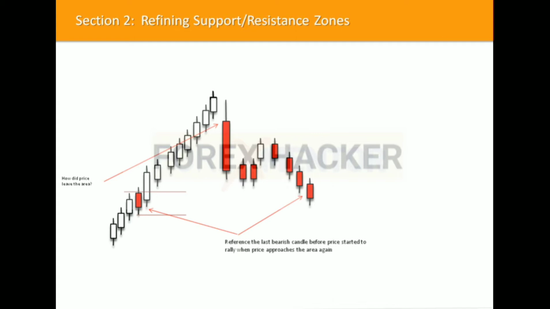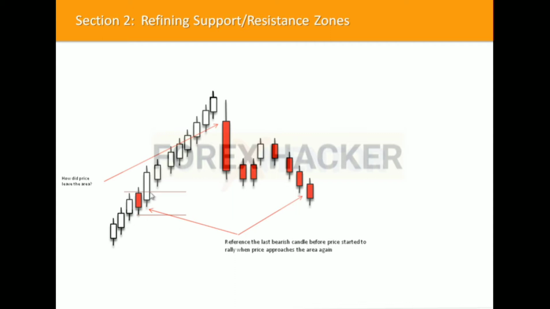So here again, reference the last bearish candle in this up leg before price started to rally, when price approaches that area again. You can see price was in an uptrend, consolidated very briefly, and then it took a nice breakout of the level and then never came back. Here again, same situation here. We dropped nicely away from this area and you can see price is now coming back down to this level.